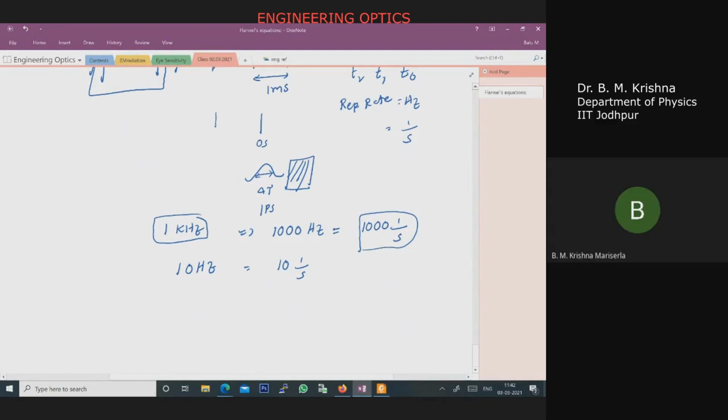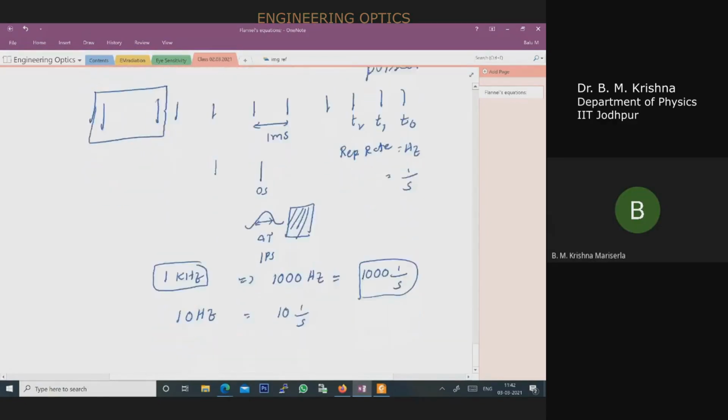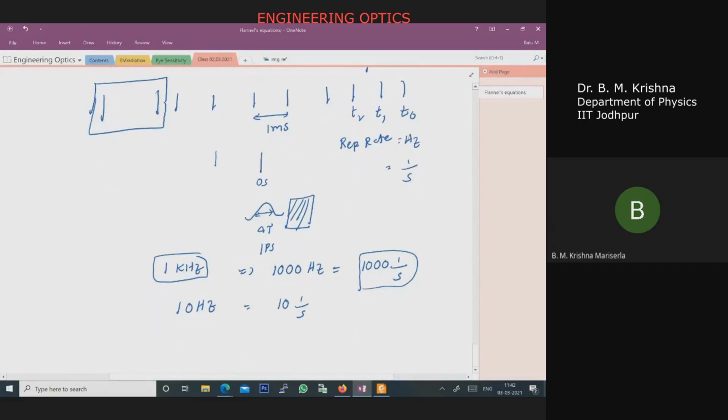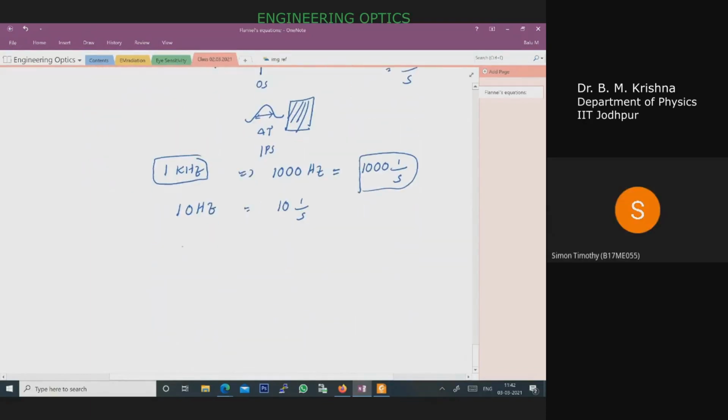The same analogy you can continue for different rep rates. We have a wide variety of lasers. They can run from single shot, which means only one pulse will come out when you press it, up to megahertz lasers. Mega means 10 power 6 hertz. So from single shot to 10 power 6 pulses per second you can generate.